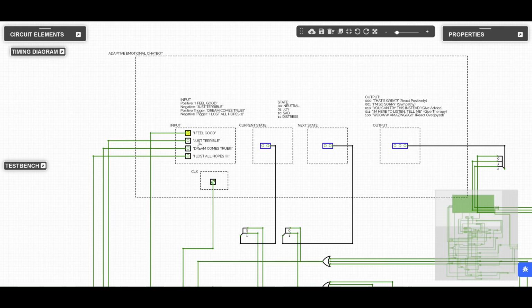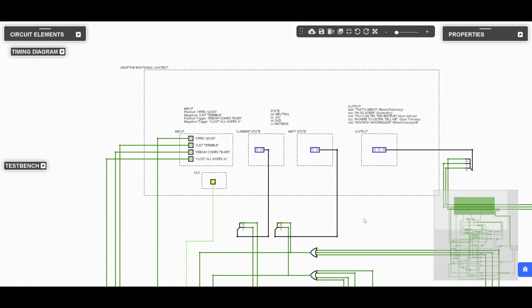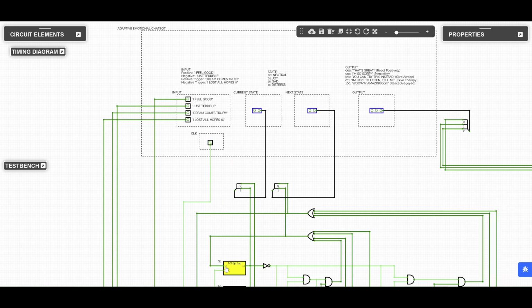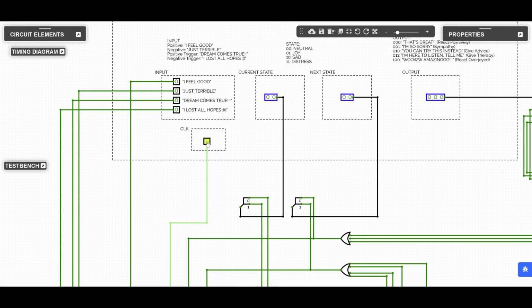So here is the thing to remember: after choosing any of the inputs, the user has to click the clock. If the clock now is 1, the user has to click it 2 times. And if the clock now is 0, the user just needs to click it 1 time to update the current state. Because this is the master-slave flip-flop, the next state only updates when the clock changes from 0 to 1.